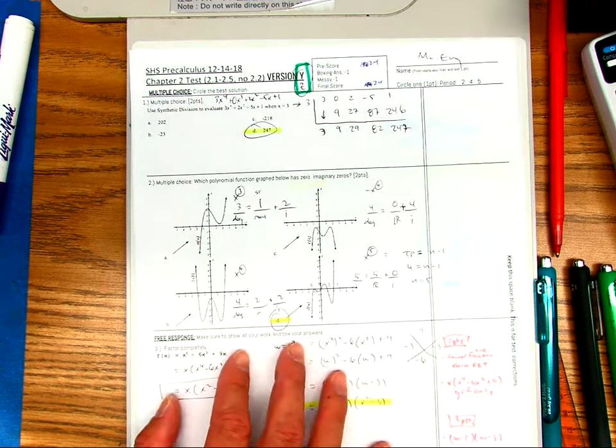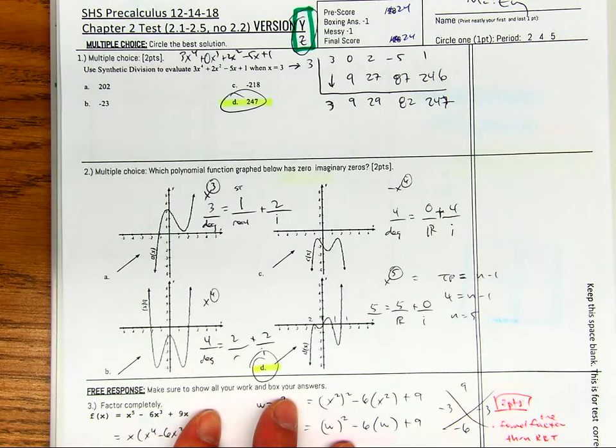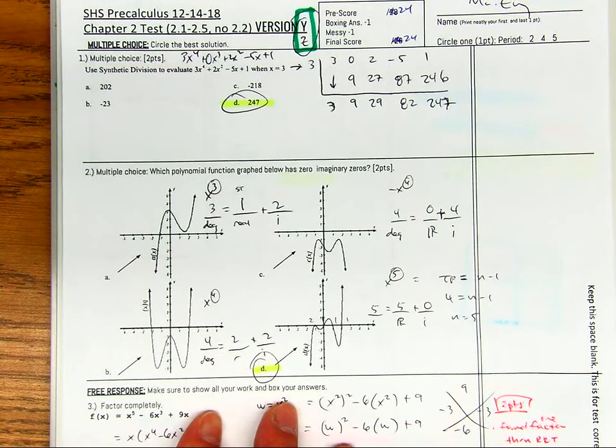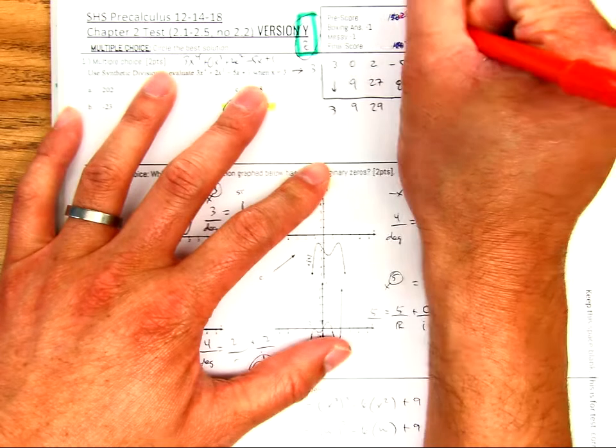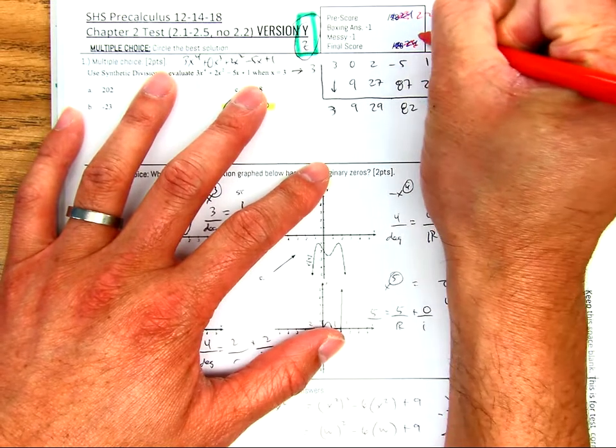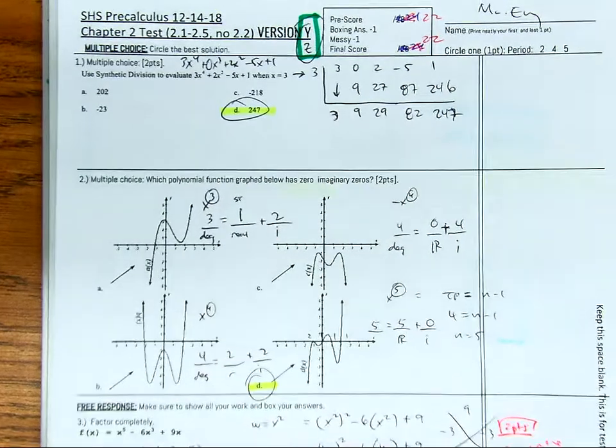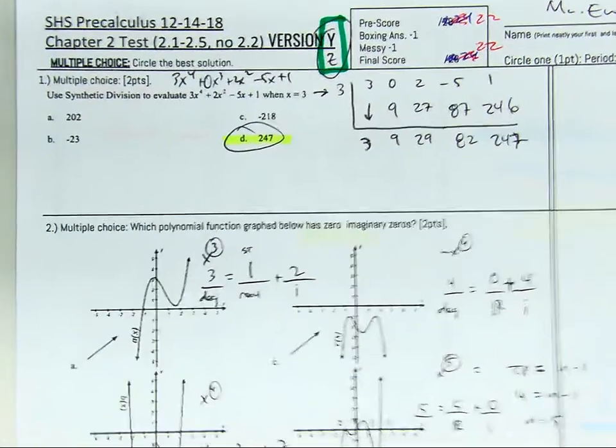This is Mr. Rain going with Precalculus Chapter 2 test, versions Y and Z. Versions Y and Z were the makeup, and the test was out of 22. Question number 1.